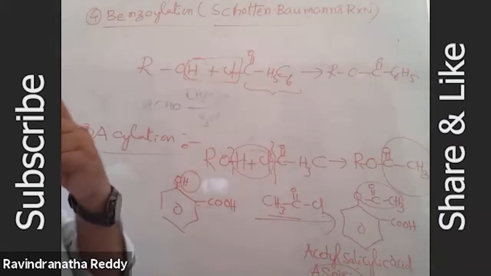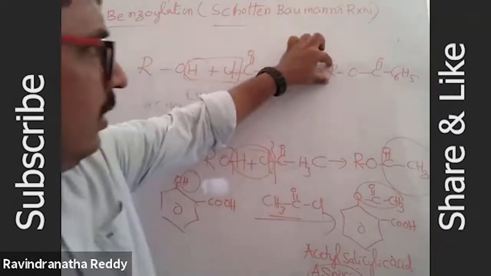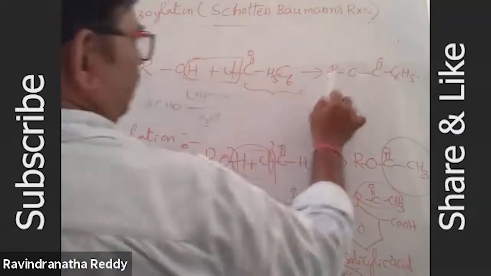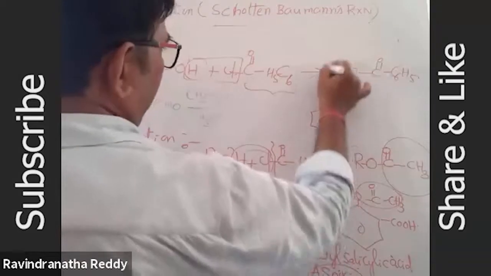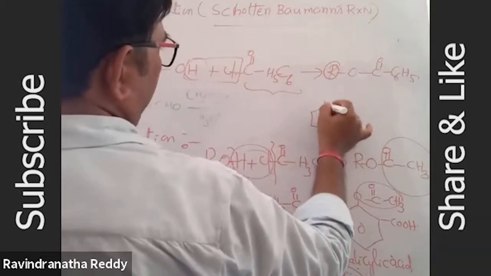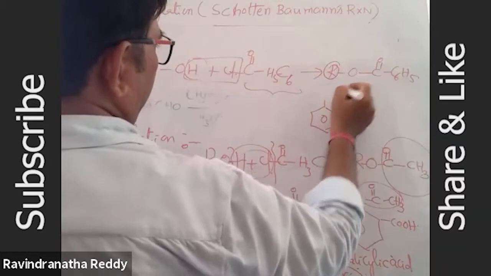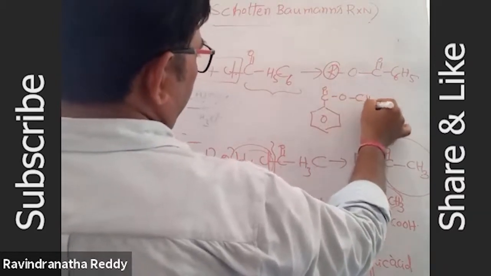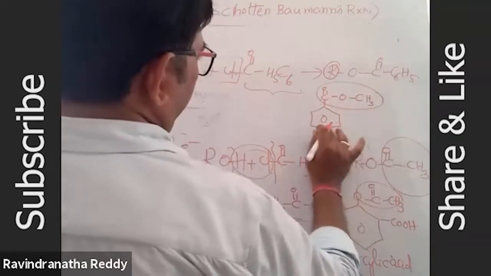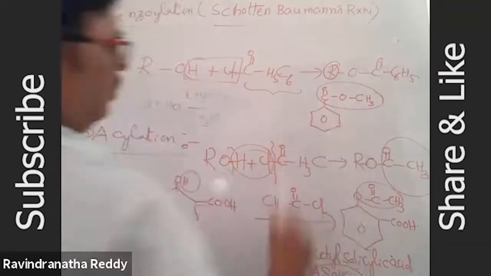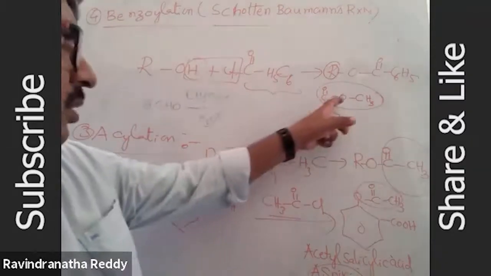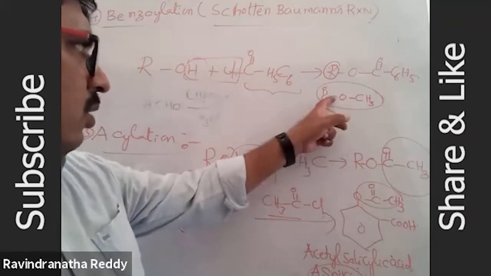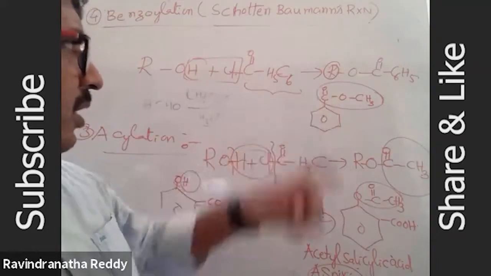The IUPAC name is alkyl alkanoate. This part is alkyl, this part is alkanoate. But here, suppose you take the compound C6H5COOCH3, with R equal to CH3. This part is not counted in the longest carbon chain. So on the benzene ring, the COOCH3 group is there.